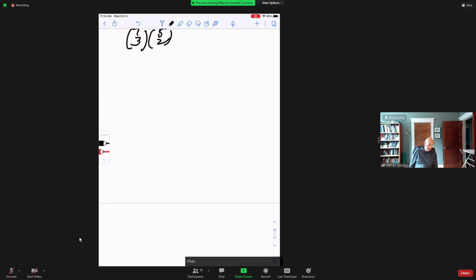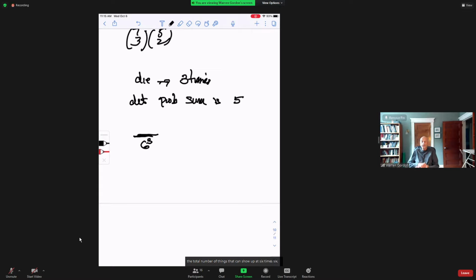Okay. A die is tossed 3 times. Determine the probability that the sum is 5. Well, firstly, I know the denominator. If I toss a die 3 times, the total number of possible outcomes is 6 times 6 times 6, or 6 cubed. So the question is, how many ways can the numerator get up to 5?